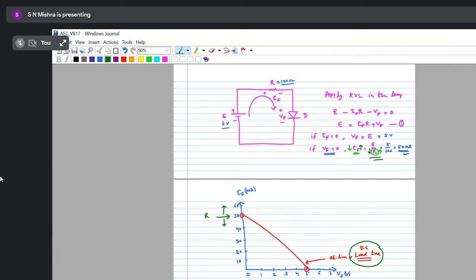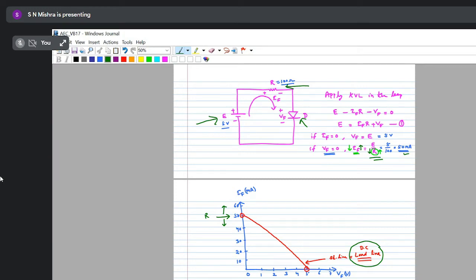Now the load line gives you the maximum current and maximum voltage, and within the circuit whatever voltage and current we are getting. Now this is the circuit. Okay, now inside the circuit what is there? One voltage source is present, one load resistance is present, and one diode is present. Now the circuit condition we have found out, but the diode has a different characteristic.